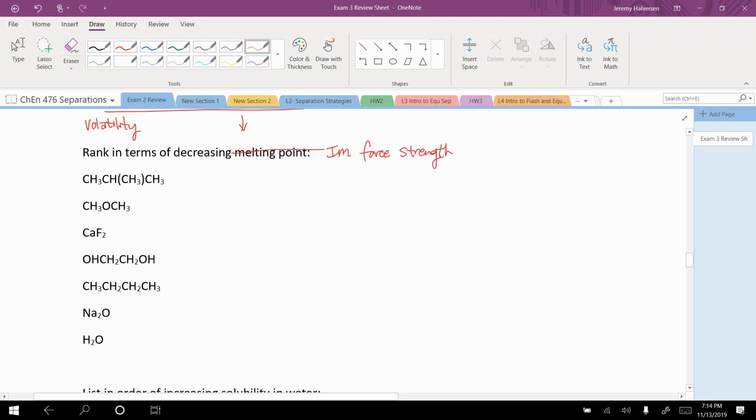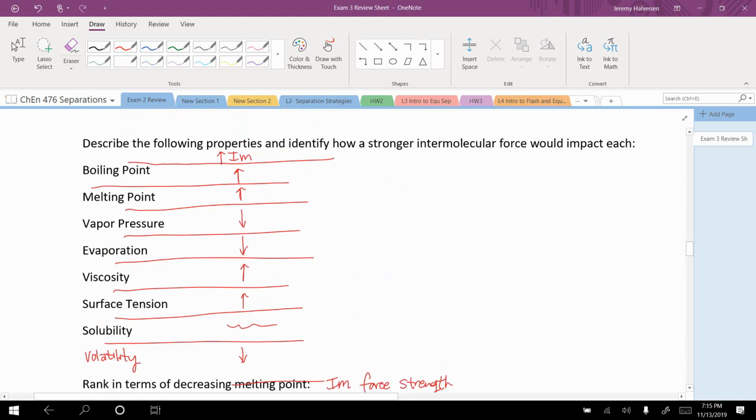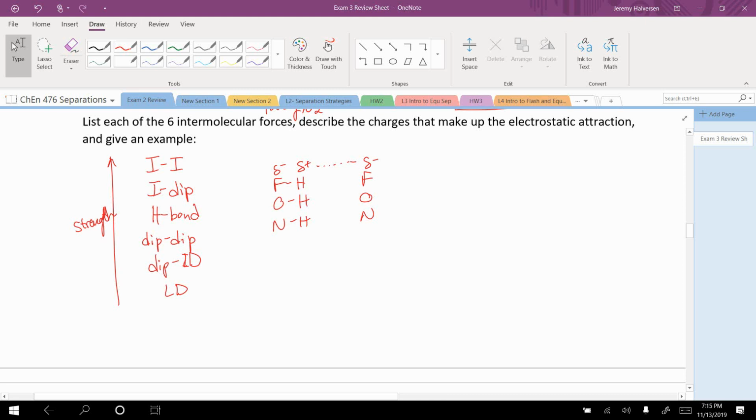So if I'm trying to rank these in terms of decreasing intermolecular force strength, what's the first thing I should do? Well, okay, again with ambiguous questions. The first way to rank things is just to identify all of their intermolecular forces. Because if they all have different ones, you just rank them based on where they fall in the list of intermolecular forces. Does that make sense?